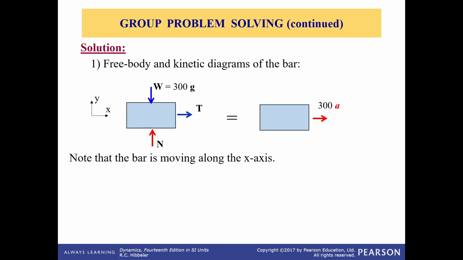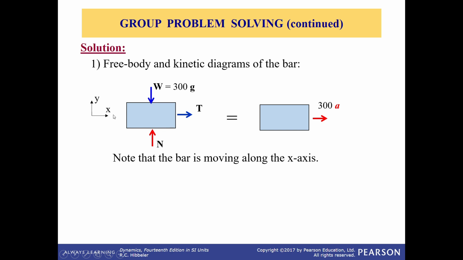Okay, solution. This is the free body and kinetic diagrams of the bar. Like I said just now, the body and whatever external forces are acting on the body. For example, we have the weight, which is 300 times g, where g is the gravitational acceleration pointing downwards. Remember that gravity force is always pointing downwards. We have the normal force as well, pointing upwards. And you know that this bar is connected to a cable, so I have a tension here.